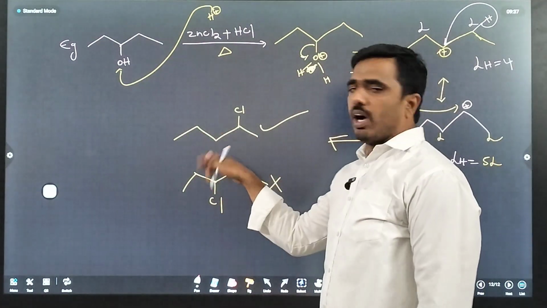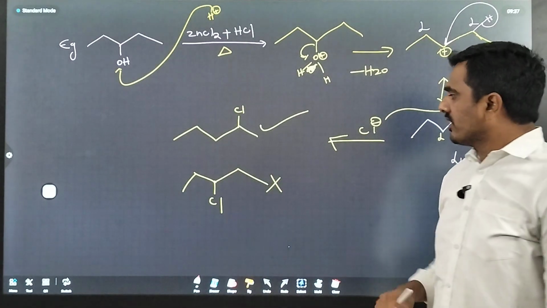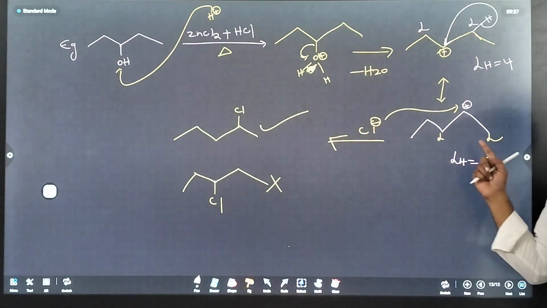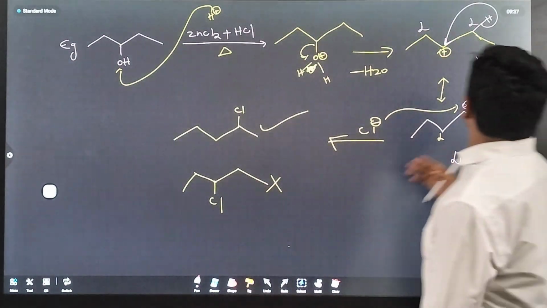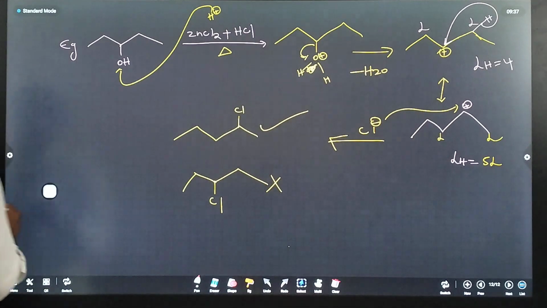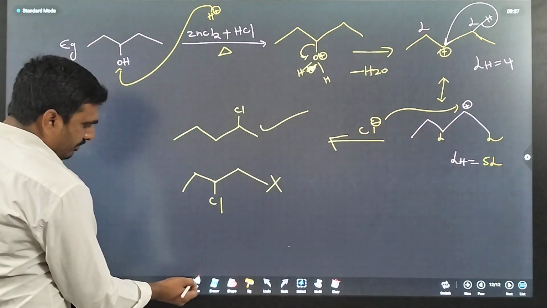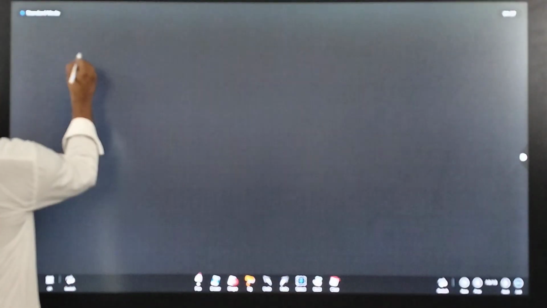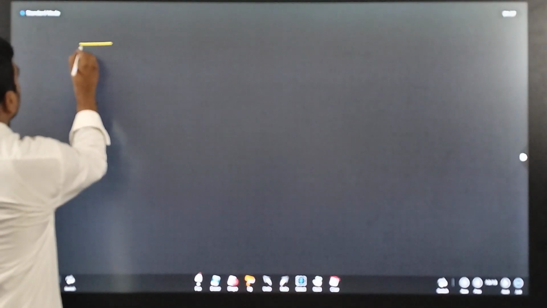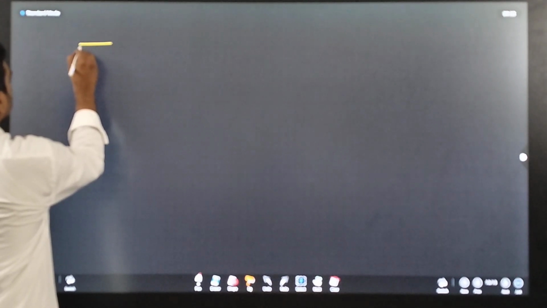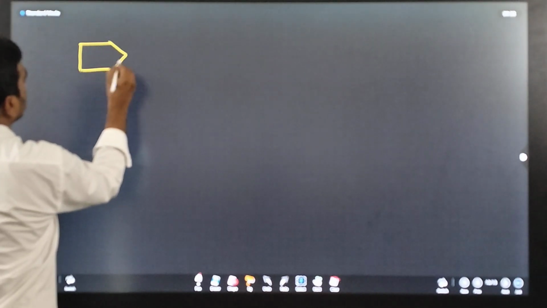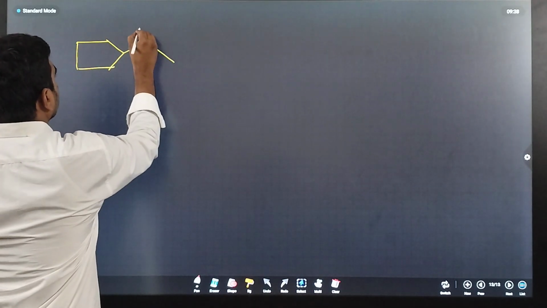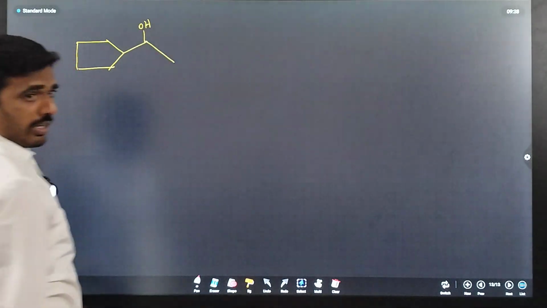So in our examination, 2 options are present. But which is the most stable? The first one is the most stable, because this carbocation is more stable. Next, I can take one more example.